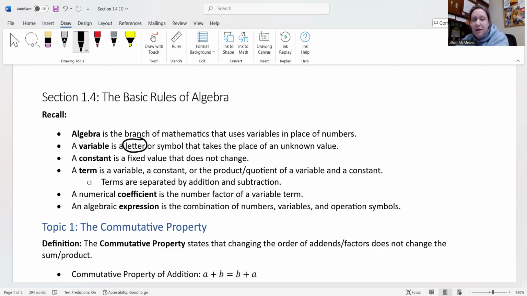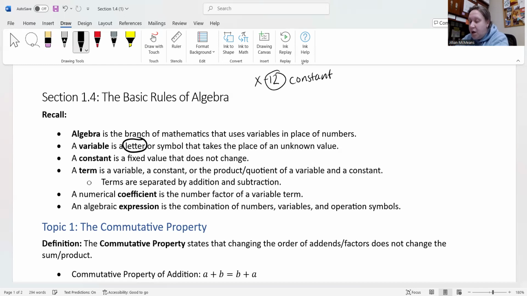A constant is a fixed value that does not change. So for example, if I had x minus 12, x is a variable term, okay? We don't know what the variable is, it could change. 12, or negative 12 in this case, is fixed. It's never going to change. It's always going to be negative 12. This right here would be your constant.